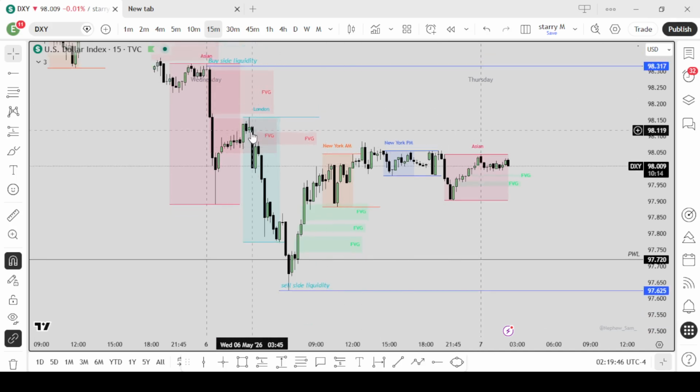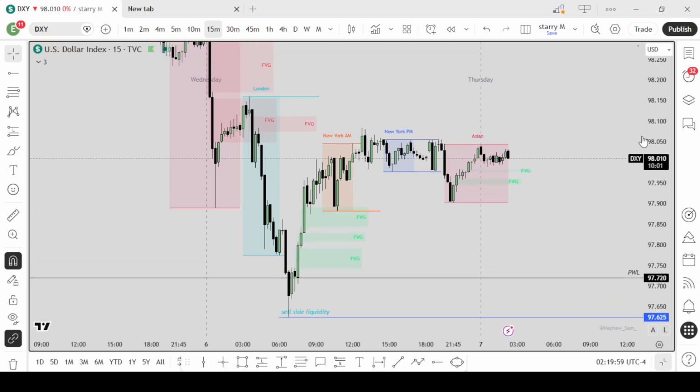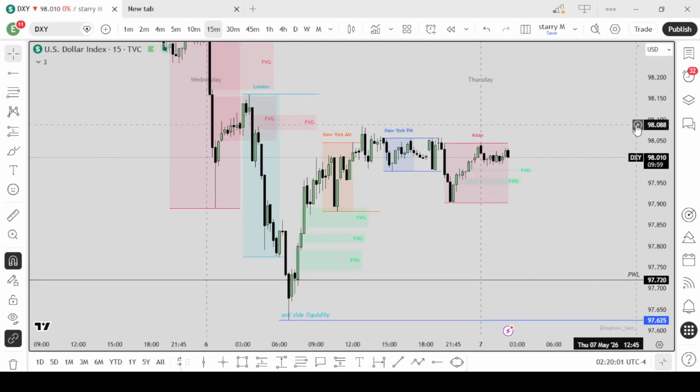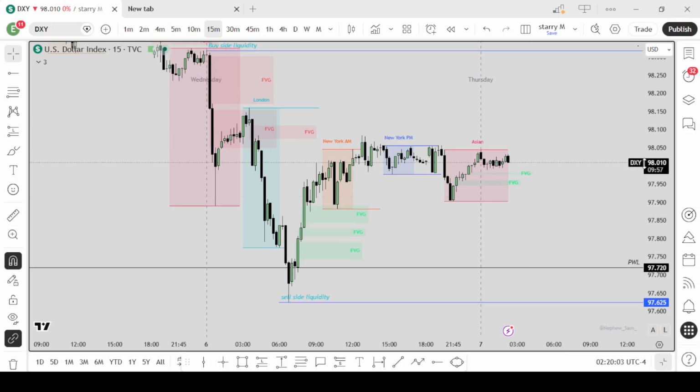There's also another block here that you could actually use for your entry, for the bearish entry. So we are going to look at the GU and EURUSD and see whether this aligns with all three charts.